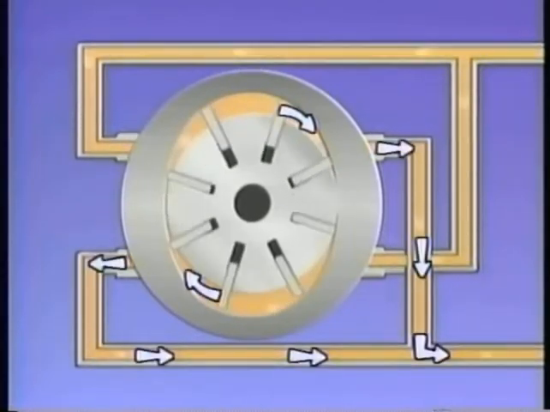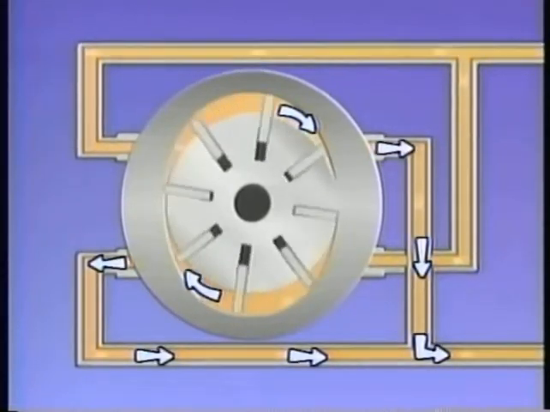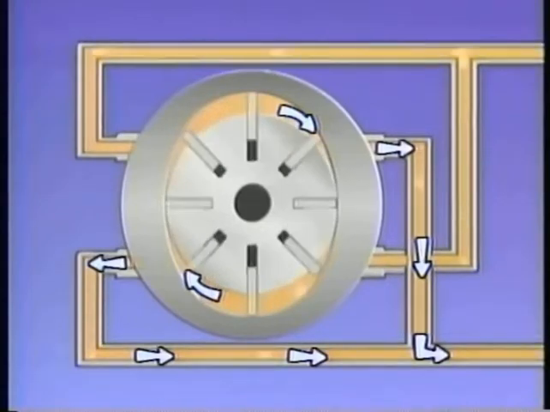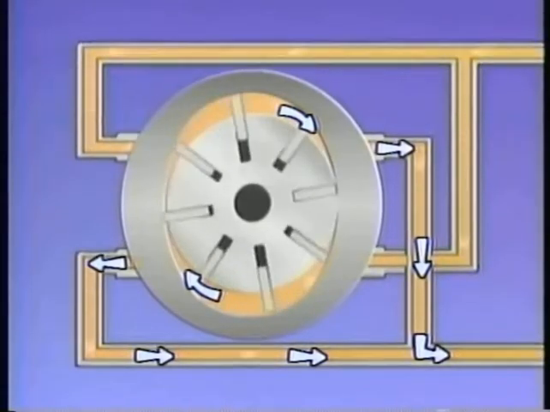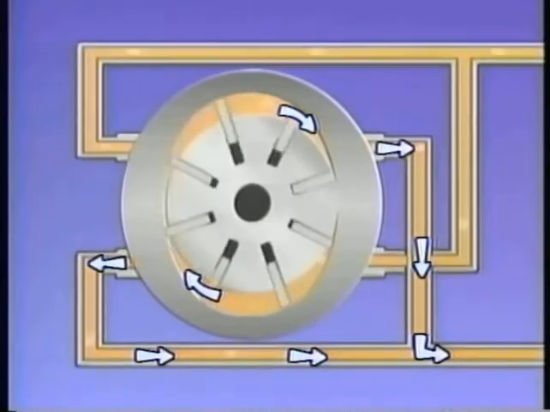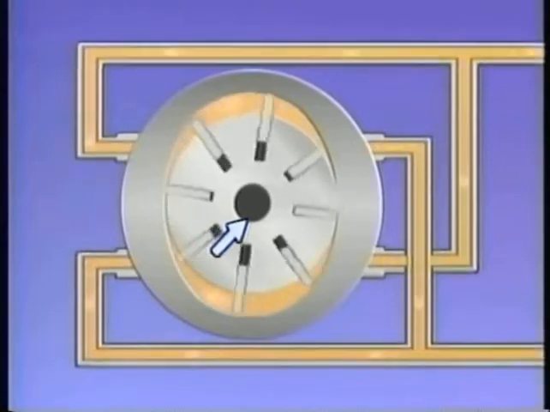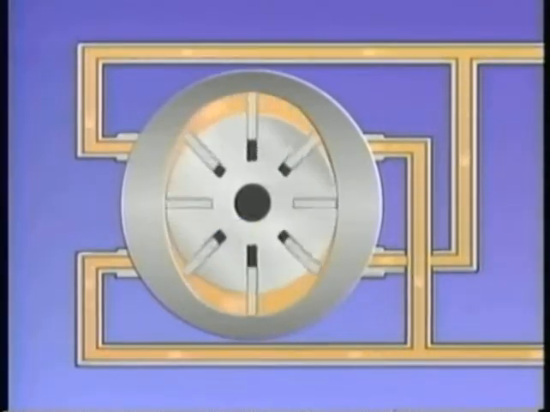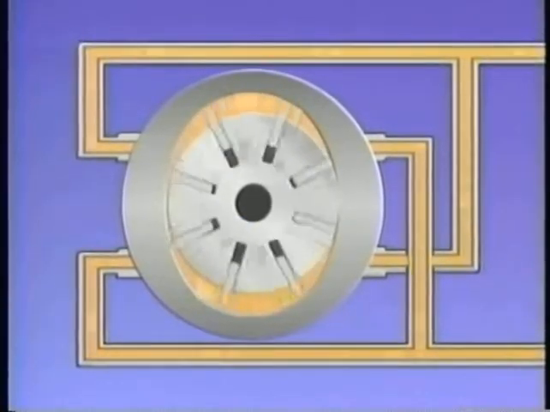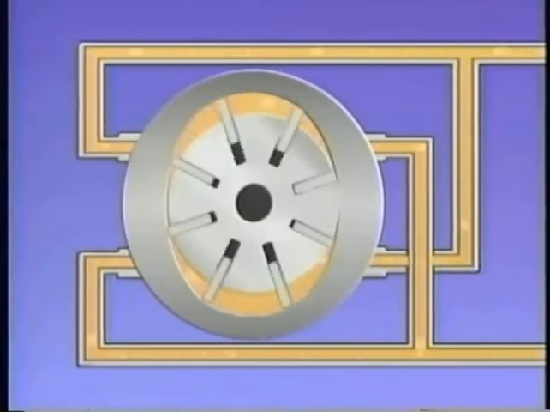Then, as the vanes pass the outlets, the chambers line up with them. The vanes are forced back into their slots, and the fluid is forced out through the outlets and returned to a reservoir. The turning rotor can also turn a drive shaft, which then can turn a device. The operating speed of the motor can be controlled by the flow rate of fluid supplied to it.